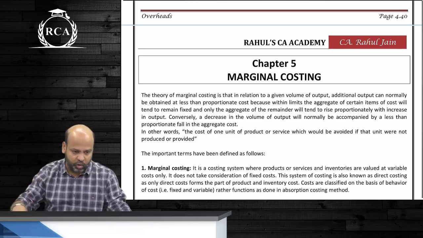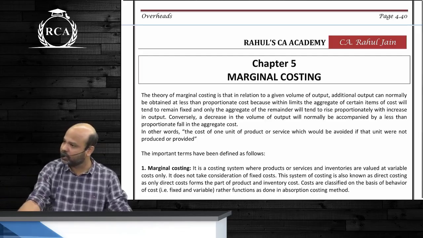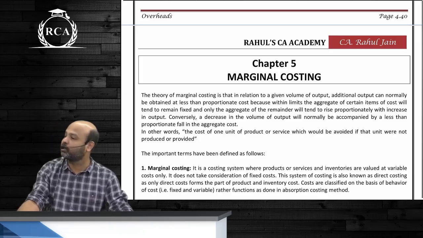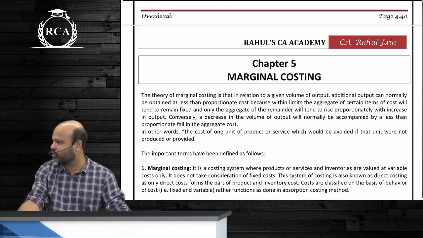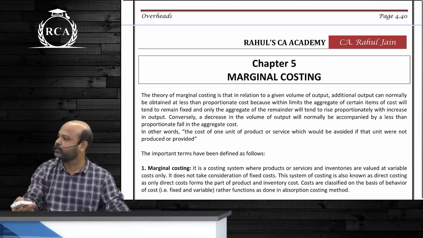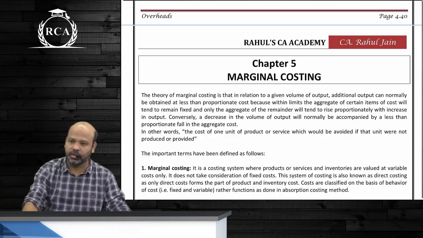So by now you should know how to allocate direct material cost, how to allocate direct wages, how we are going to include direct expenses, and how we are going to include the amount of factory overheads. Yes or no? Pratham, how will you include factory overheads, beta? How will you include factory overheads in the cost of any product?